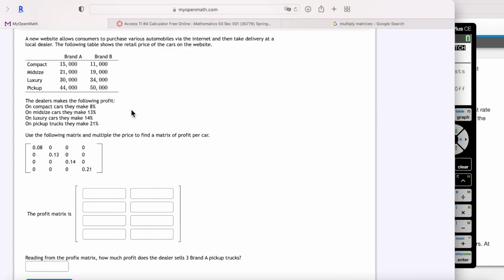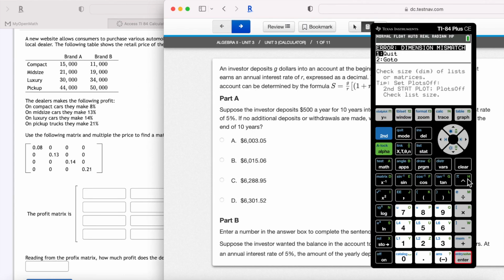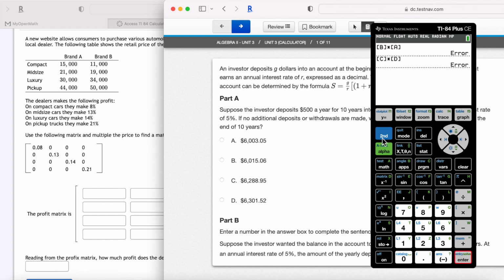So what does that mean? It means that I have 2 columns here, and in this one it has 4 rows. They don't match. So if I want to multiply these matrices, I need to take D times C, because on D I have 4 different columns and on C I have 4 different rows. So I need to go back here and I'll take matrix D times matrix C.